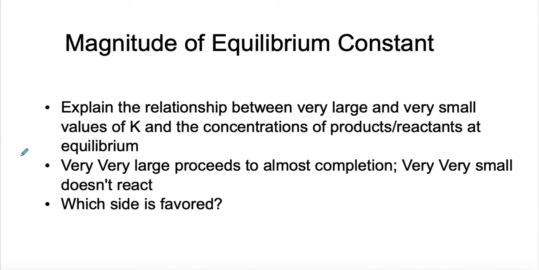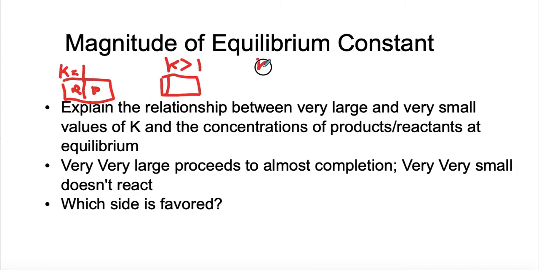Magnitude of the equilibrium constant. If K is 1, then that means it's balanced, and your reactants and your products are going to be about the same. If your K value is bigger than 1, then you are going to have more products, a lot more products. And if your K value is less than 1, then you're going to have more of the reactants.